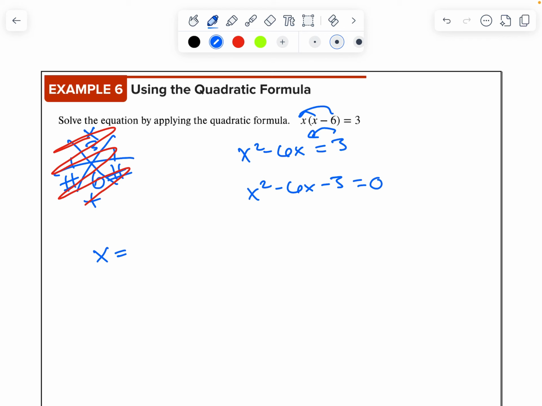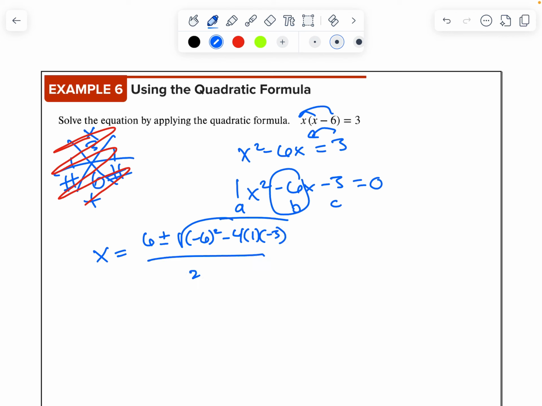Now that you've memorized your formula, we know x equals, if this is a, b, c, a is 1, b is negative 6, c is negative 3. x equals negative b, so that's negative negative 6, which is a positive 6, plus or minus the square root of b squared minus 4ac, all over 2a. And now I'm just going to try and simplify, simplify, simplify. We're always going to start inside the square root. That's something called the discriminant. We're going to see it in just a minute.